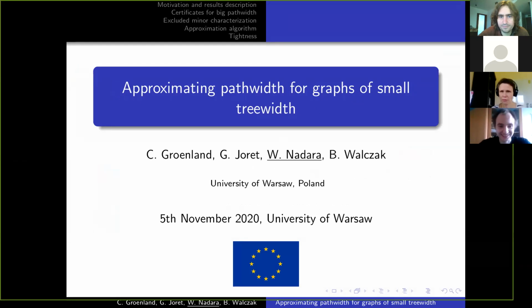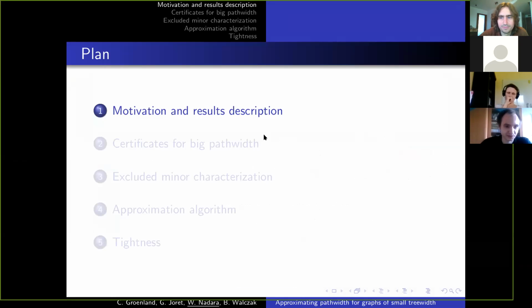Okay, so hello everybody. I'm Wojtek. Thanks for the introduction. Today I will be speaking about a paper, approximating pathwidth for graphs of small treewidth. This is joint work with Carla Grenland, Gwen Joret, and Bartosz Walczak. We'll start with motivation and a description of the results.